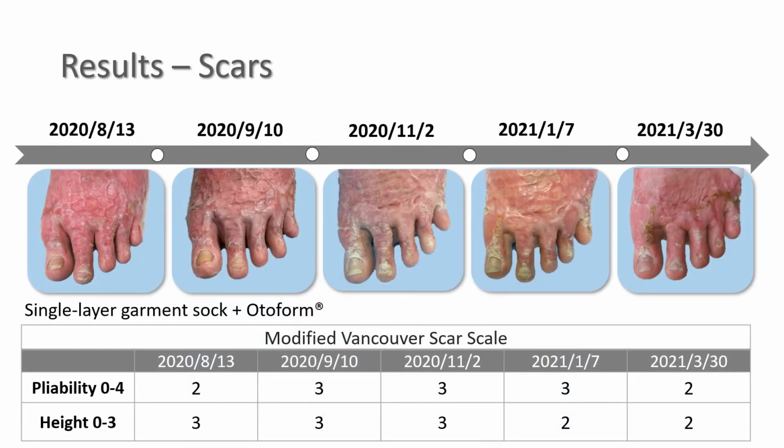The patient began using pressure garment sock and autofoam inserts in August 2020. We can see improvements to toe web spaces by September 2020. The space between toes is bigger, and the syndactyly problem has improved. Scar evaluation using the modified Vancouver scale shows that by March 2021, the scars over the dorsal side of the foot are more pliable, and their height is reduced.